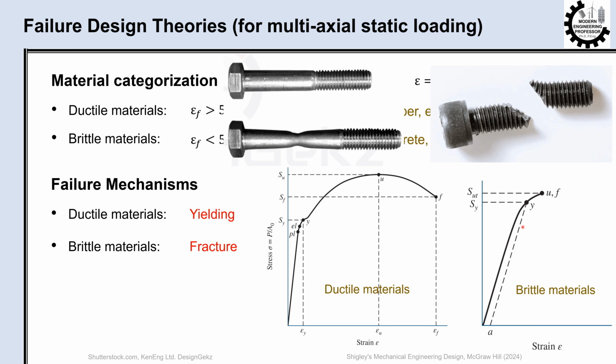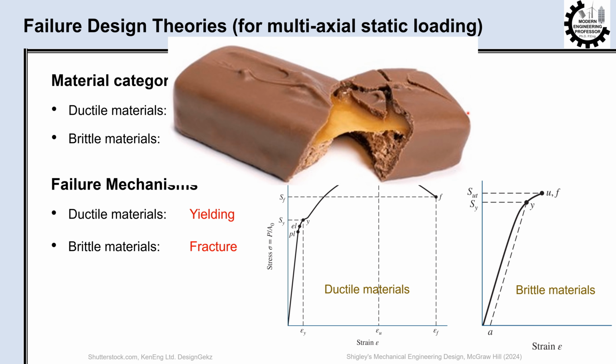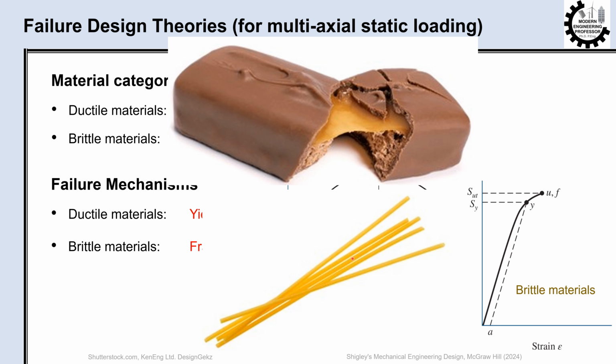A good way to imagine the difference between the fracture of ductile and brittle materials is to think of a ductile material as a chocolate bar. It deforms a lot before fracturing. And a similar analogy for brittle materials is spaghetti pieces. They fracture quickly with negligible deformation.